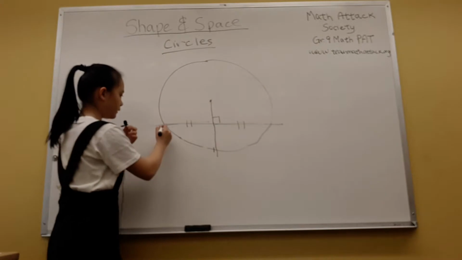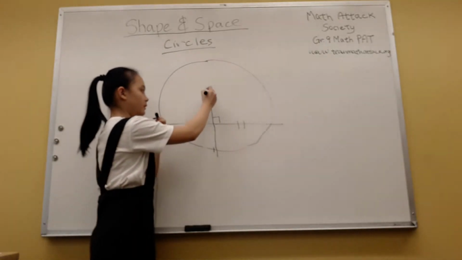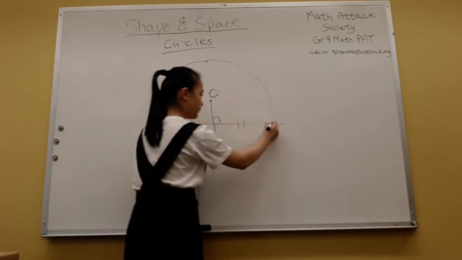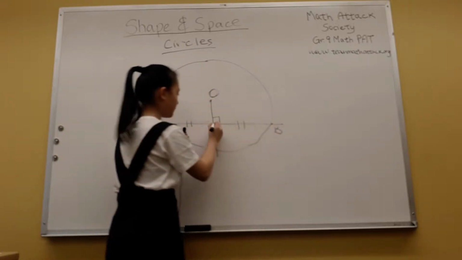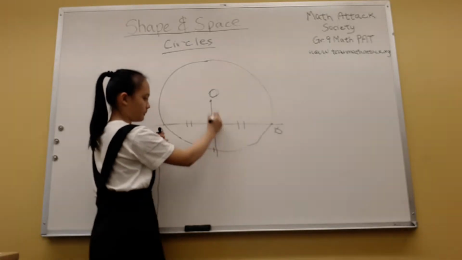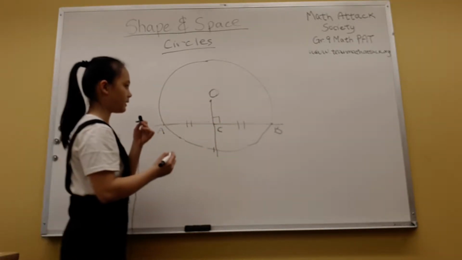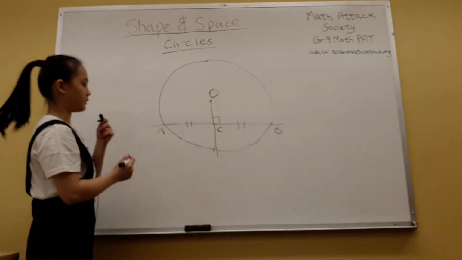So, to draw it a bit nicer, let's call the center of the circle O. Let's call this point right here A, this point right here B, and this point right here where O crosses the line, C. So mathematically, we could write it right here.